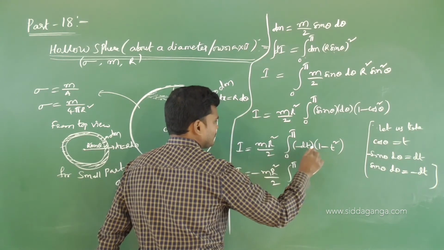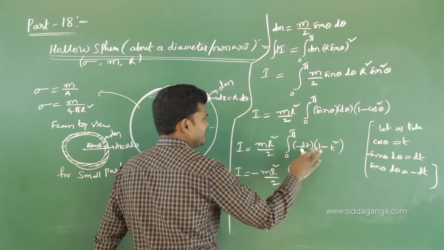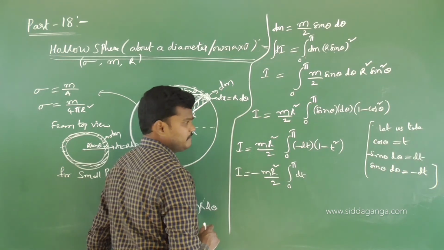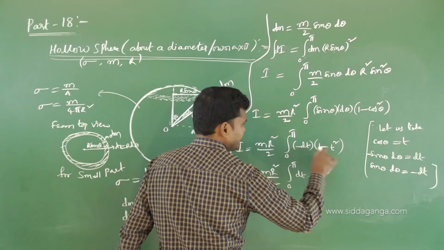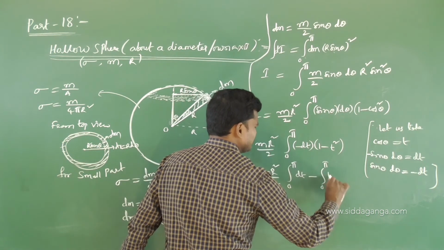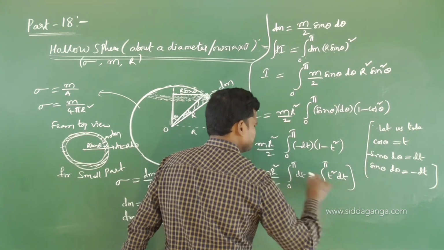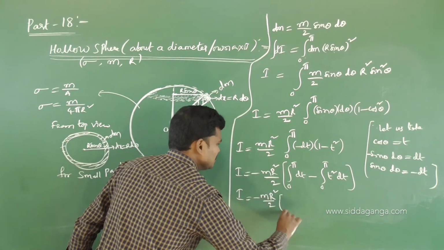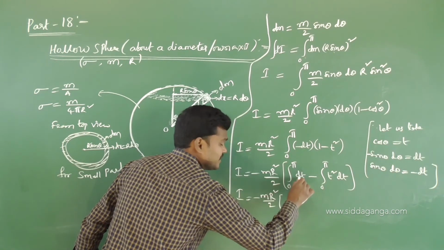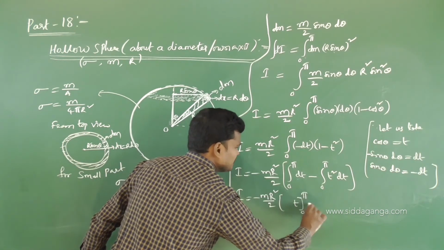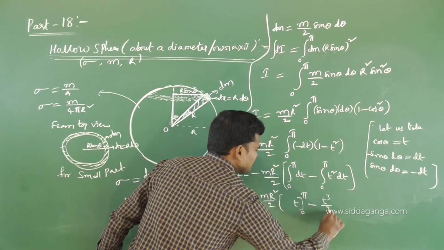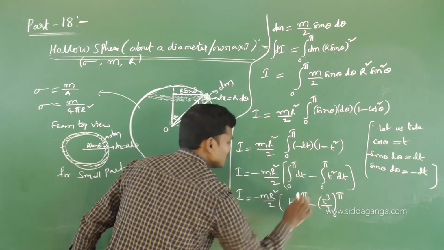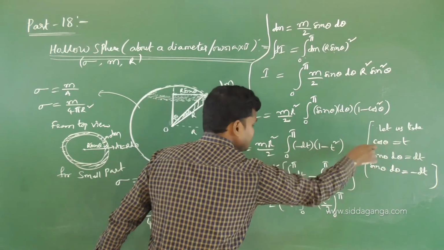Apply this integration. The minus is already taken out: dt into 1, integration of dt, and dt into t square, t square dt. I is equal to minus mr square by 2. This is t, and t square integrates to t cube by 3, from 0 to pi. I am not changing the limits, so what is t?